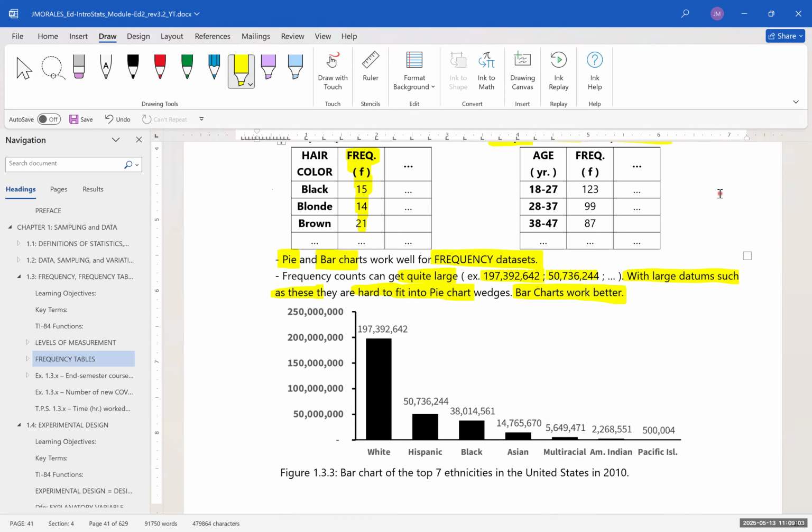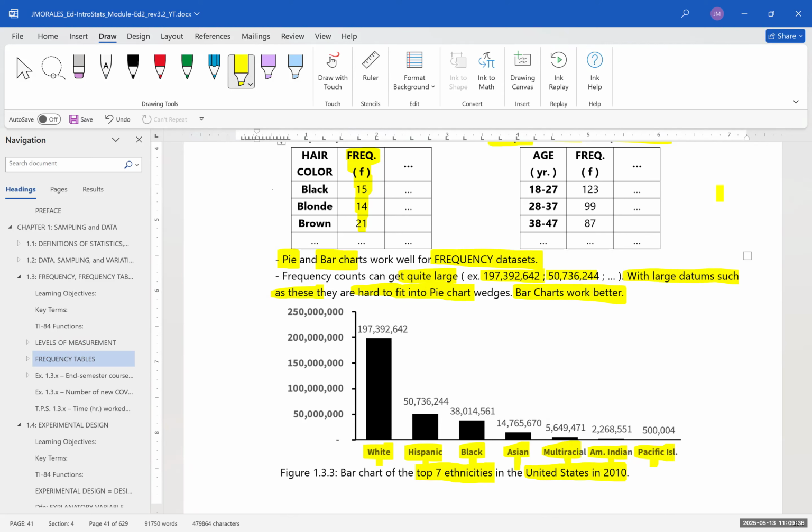So here's an example of a bar chart. And this is taken from United States Census data in 2010 for the population of the top 7 ethnicities in the United States. So you can see we've got our categorical column: white, Hispanic, Black, Asian, multiracial, American Indian, and Pacific Islander. And for each of these categories, okay, we have a frequency that goes with it.